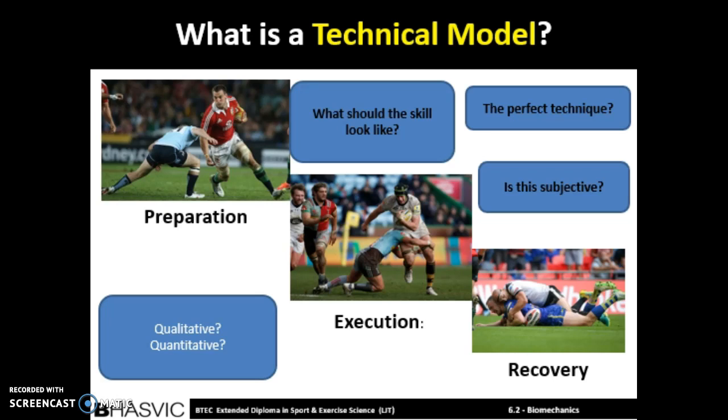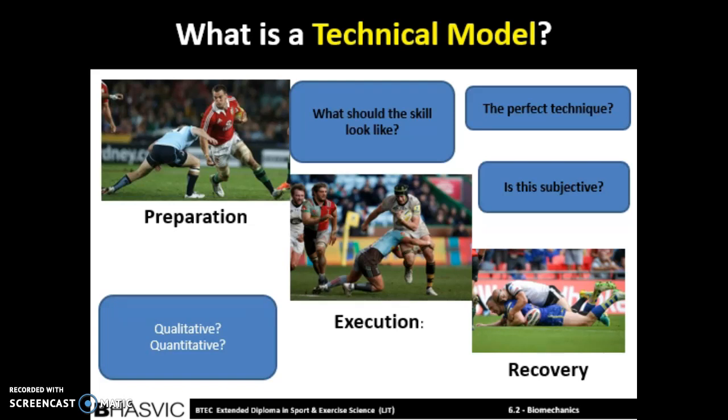For example, in basketball, some people may say that Klay Thompson uses the perfect technique, but Lonzo Ball uses a very different shot technique and is a very good shooter as well. The technical model is split into three phases of performance: the preparation, the execution, and the recovery stage.